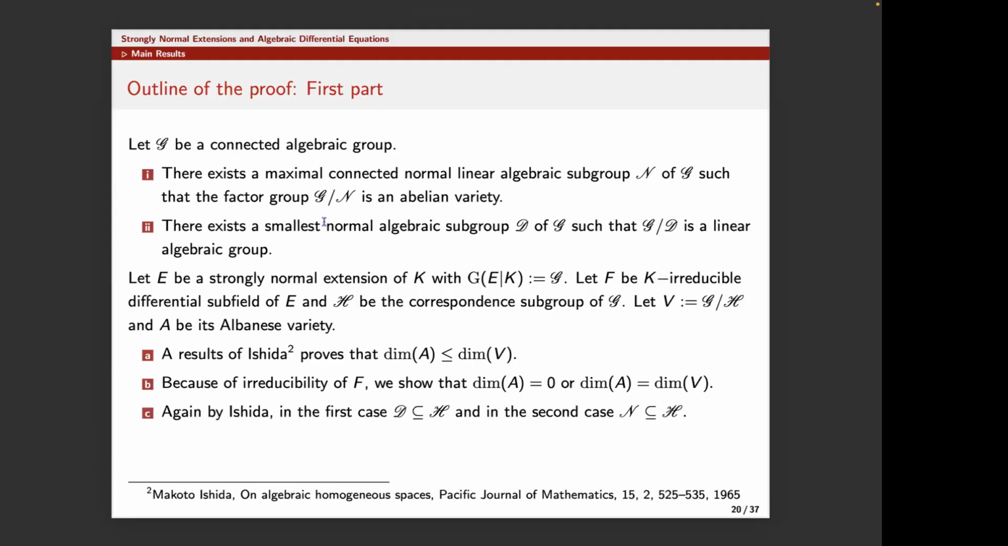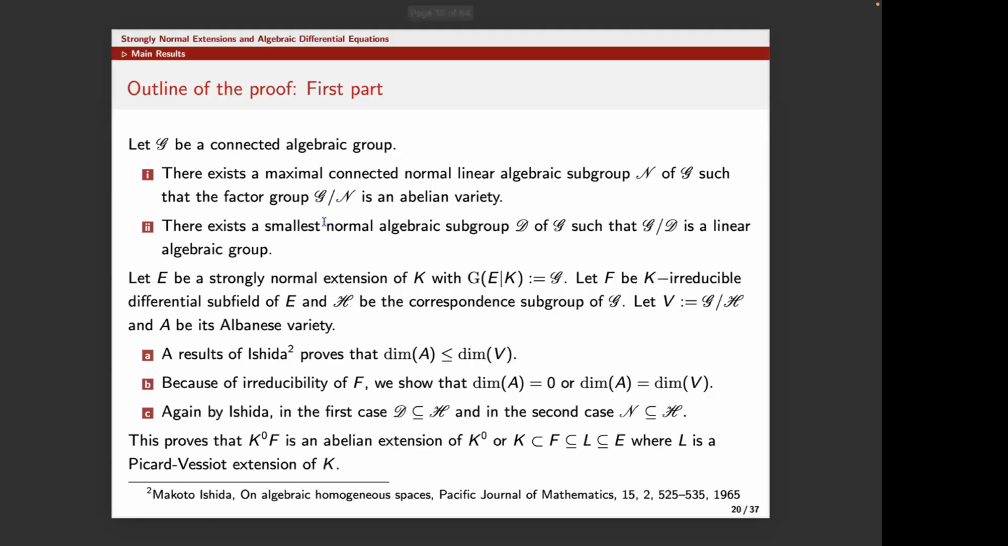And again, using some results of Ishii, in the first case D must be contained in H, and in the second case N is contained in H. And this proves that K naught F is an abelian extension of K naught, or K contains F, contains L, contained in E, where L is a Picard-Vessiot extension of K. So any irreducible differential subfield of a strongly normal extension is either an abelian extension or a differential subfield of a Picard-Vessiot extension.